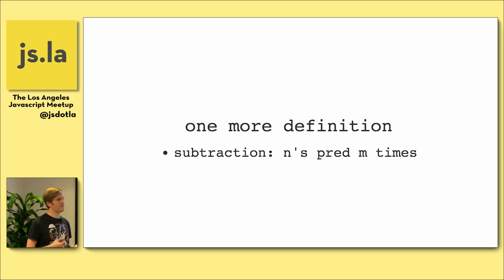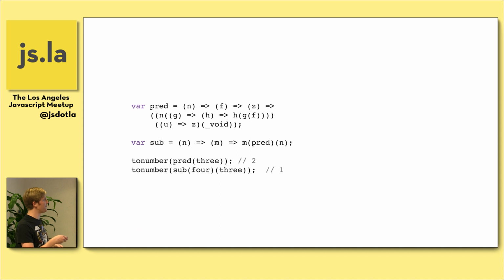And then we can add one more definition. So subtraction is basically n's predecessor, m times, right? But we haven't talked about finding a predecessor. Peano's axioms don't really define a predecessor because everything starts at 0 and goes up. But we can add an axiom that says 0 is its own predecessor, and every natural number has a predecessor, right? So 4 is the successor of 3, but it's also the predecessor of 5. And so this is sort of complicated.